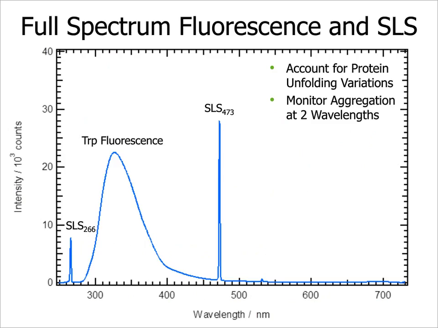What's the raw data of the system like, and what are the advantages of this mechanism? Well, we obtain a spectrum. You can see an example of raw data here. There are 3 peaks on the signal. The first represents the static light scattering at 266 nanometers. We then have fluorescence from the aromatic amino acids within the protein. Typically, tryptophan and tyrosine dominate this signal. There is then a second static light scattering signal at 473 nanometers. By looking at the whole spectrum, it allows us to account for different variations of protein unfolding patterns. And by monitoring aggregation at 2 wavelengths, we can follow different aggregation mechanisms.